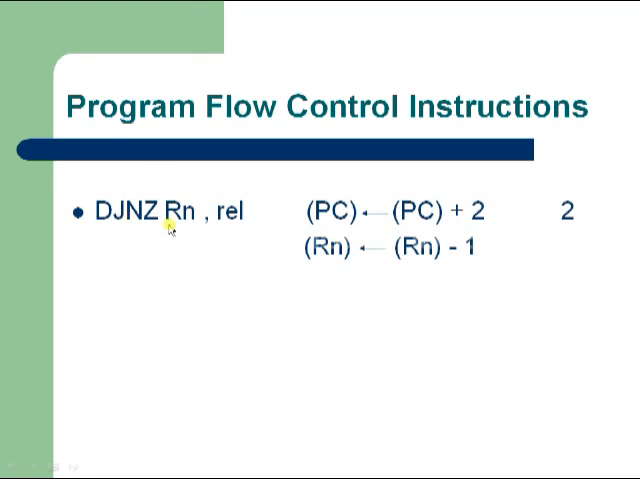Now DJNZ, decrement and jump if non-zero, Rn comma relative address. Here it will check whether the Rn register is equal to 0 or not. If it is not equal to 0, then it jumps to this relative address, and it decrements Rn. So for every operation it compares Rn and decrements Rn, and then jumps to the relative address. If Rn becomes 0, then this instruction will be bypassed and execution moves on to the next instruction.